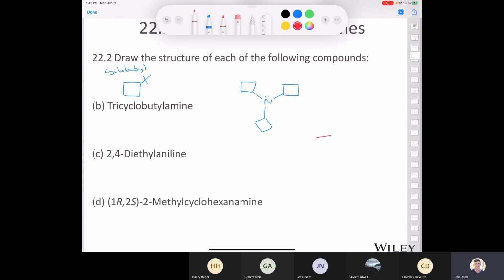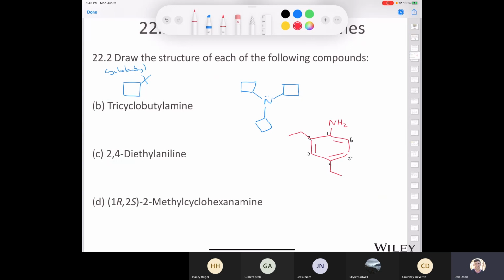The next one is 2,4-diethylaniline. So if we draw aniline, it looks like this. There's our NH2. So if the carbon with the amino group on it is number 1, 2, 3, 4, 5, 6, we've got an ethyl group at carbon 2, and we've got an ethyl group at carbon 4. There we go. So we get 2,4-diethylaniline.